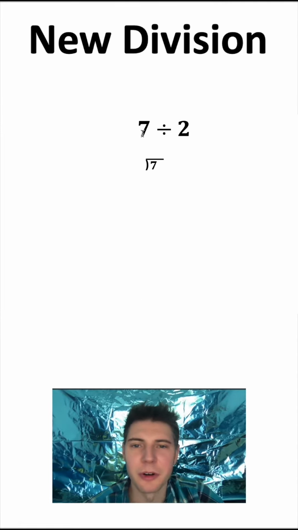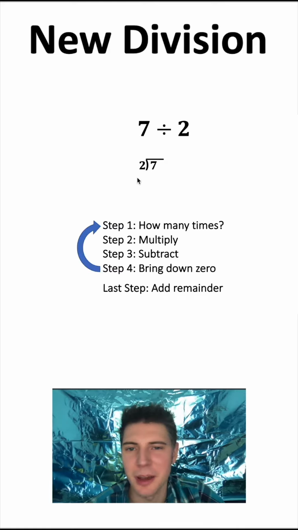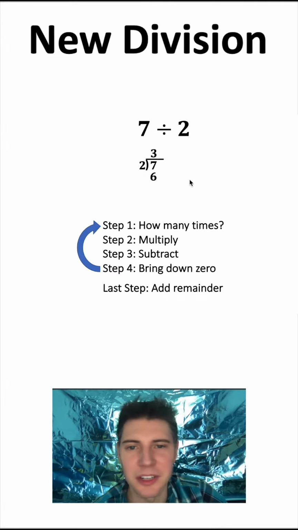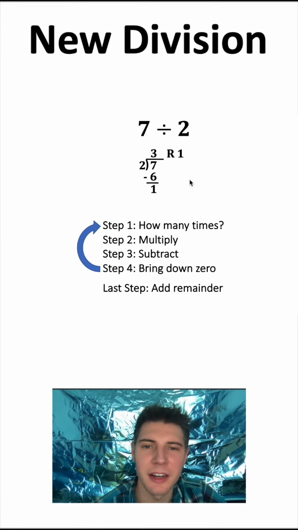The 7 right here will go on the inside, and the 2 will go on the outside. How many times does 2 go into 7? 3 times. To multiply, 3 times 2 is 6. Step 3 is to subtract. 7 minus 6 is 1. And now that is our remainder.